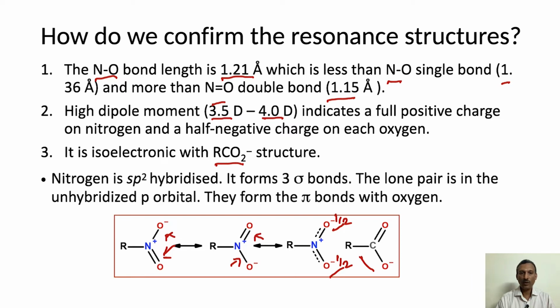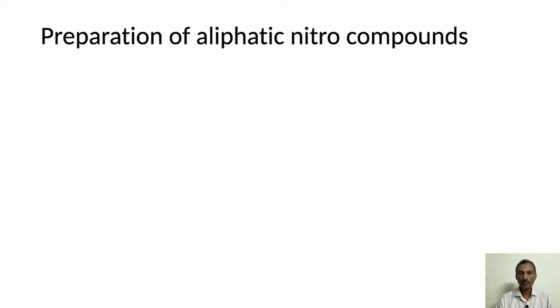And if you look at the hybridization, the nitrogen is sp2 hybridized in this particular compound, and it forms 3 sigma bonds. So what are the 3 sigma bonds? There are 2 oxygen atoms and there is an alkyl group. All the 3 form sigma bonds, and then there is a pi bond also present between nitrogen and oxygen. So these are all the resonance structures and the bonding in nitro compounds.